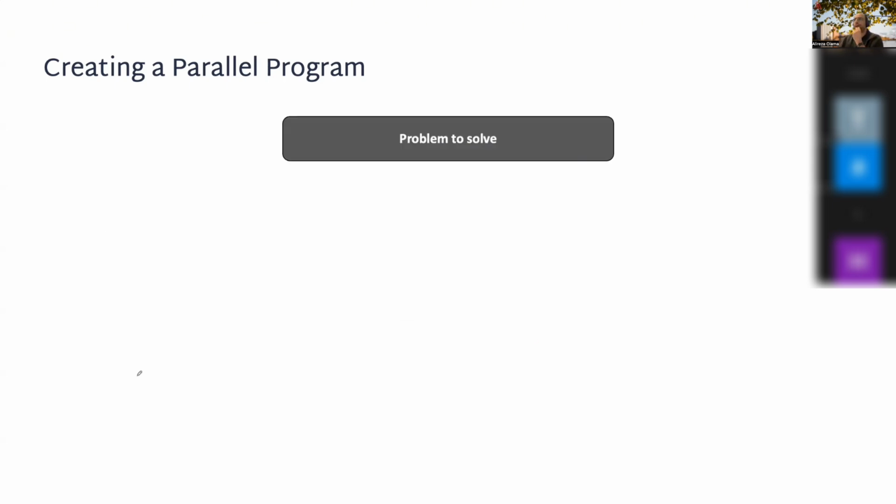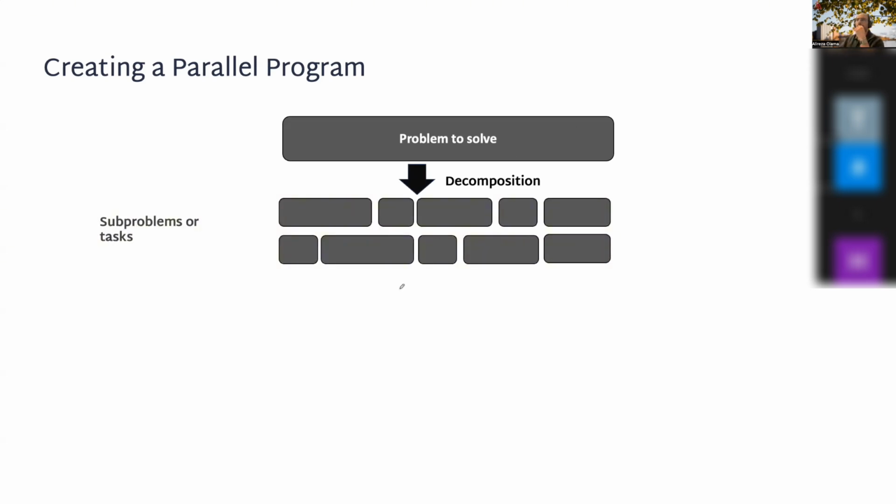Okay, so let's briefly discuss how we design a parallel program. You have a problem to solve, and you want to design a parallel program for solving it. The first step in the design phase is to decompose this problem into smaller subproblems that are independent and can be computed in parallel. This is one of the most challenging parts: how to decompose a problem into smaller subproblems that you can compute in parallel.